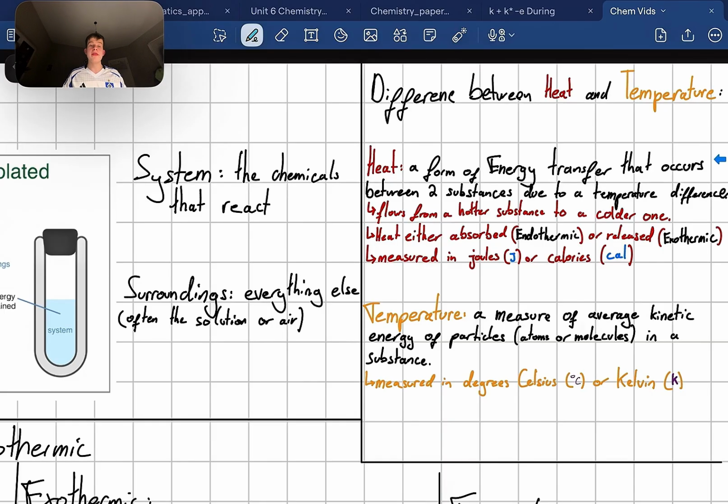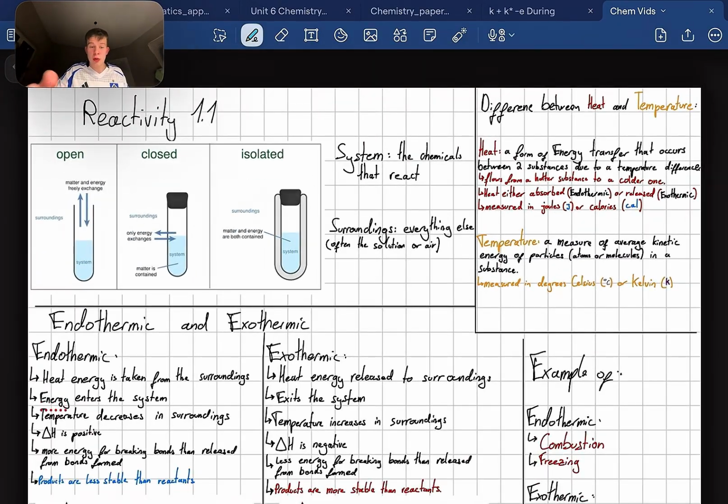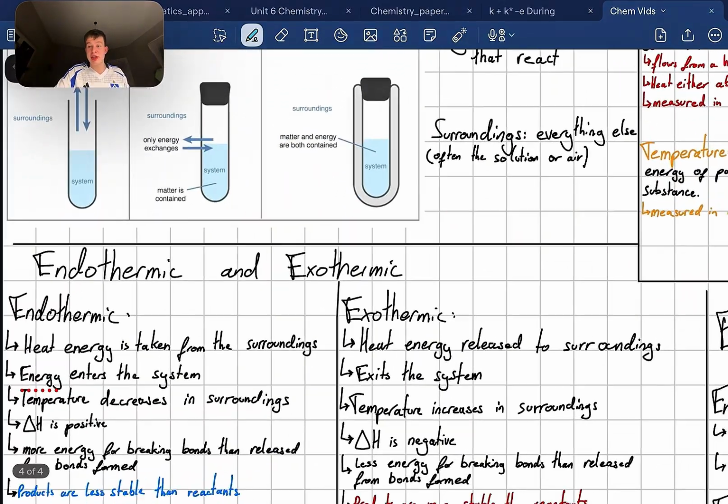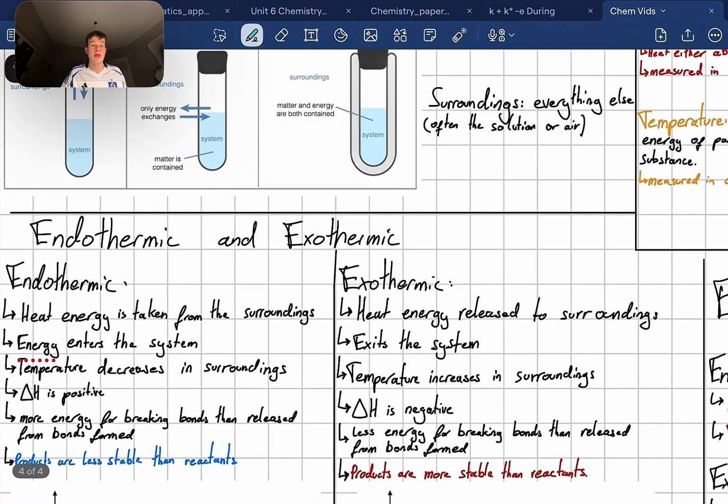While on the other hand, temperature is a measure of average kinetic energy of particles, which are mostly atoms or molecules in a substance, and they're measured usually in Celsius or in Kelvin. So the heat and temperature, they are pretty much different to each other, which is important to know, because as I already mentioned, the heat plays an important role in endothermic and as well exothermic reactions.